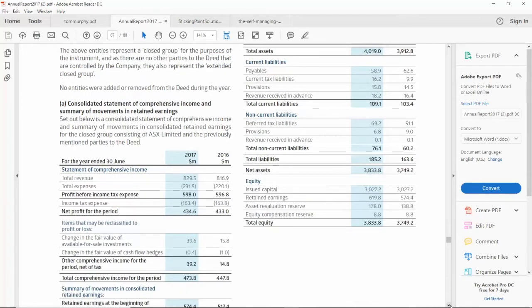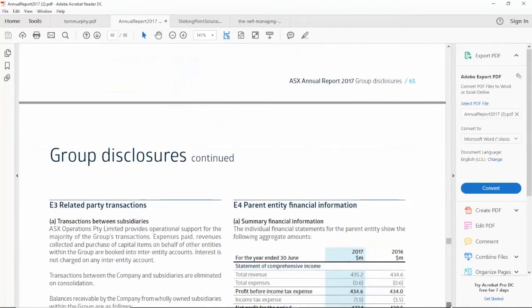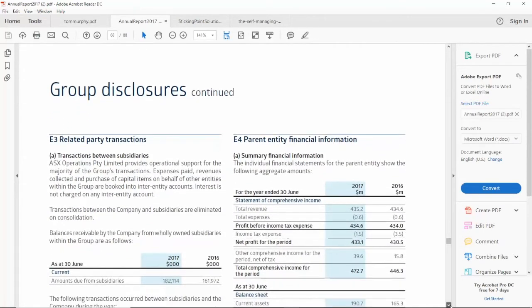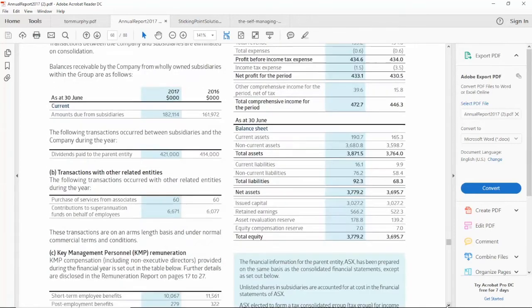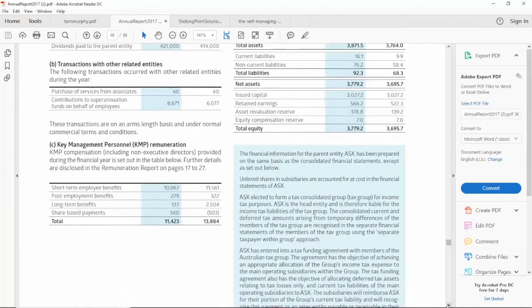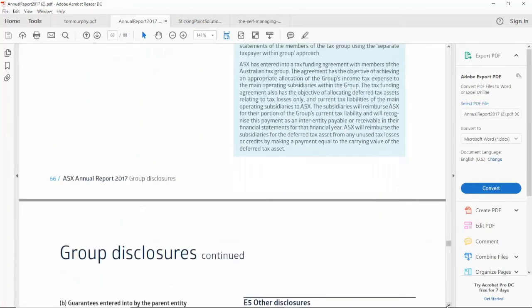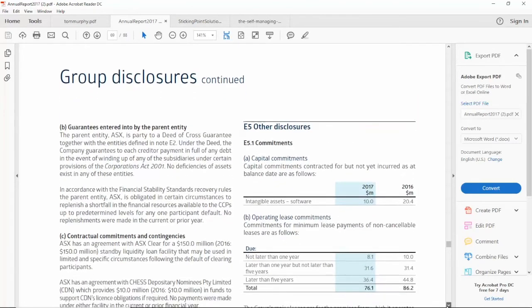Balance sheet, again, for the subsidiaries. Related party transactions. This is typically important, but here, not really. Again, nothing of major note here. I look for major red flags in this section. Nothing here. And this is where we stopped.